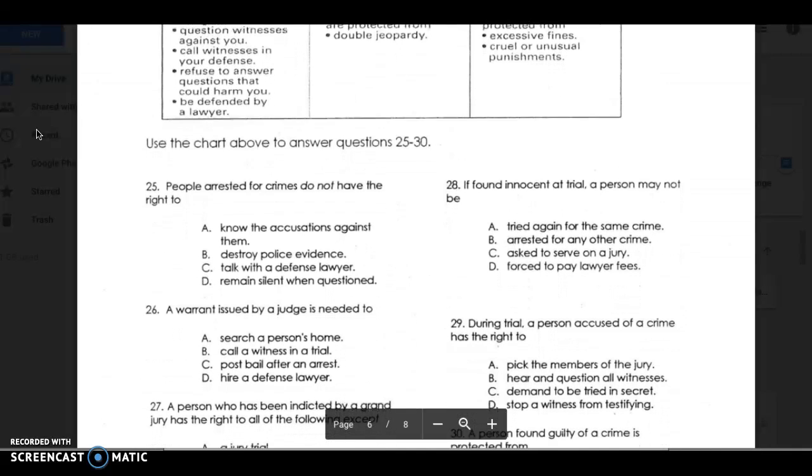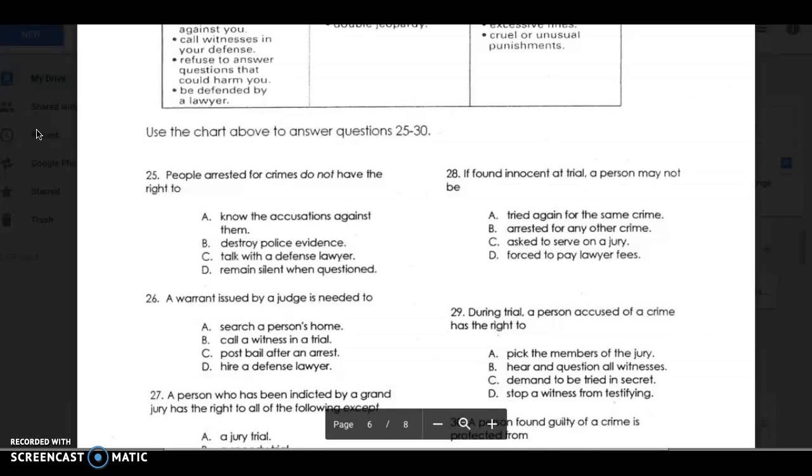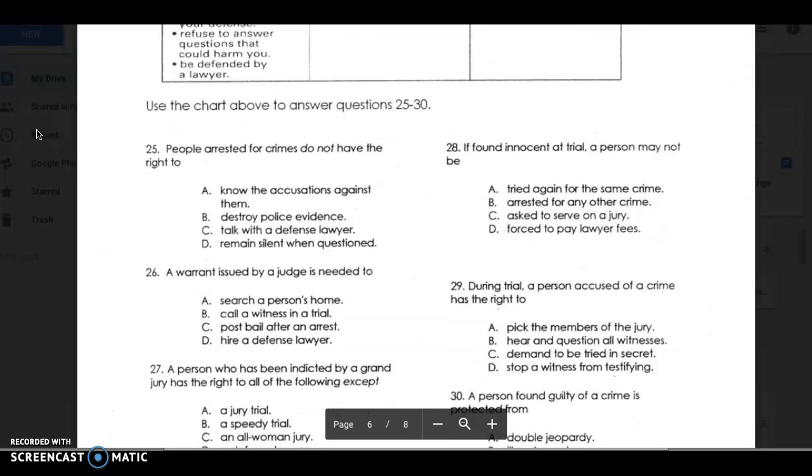Number 26. A warrant issued by a judge is needed to A. Search a person's home. B. Call a witness in a trial. C. Post bail after an arrest. D. Hire a defense lawyer.